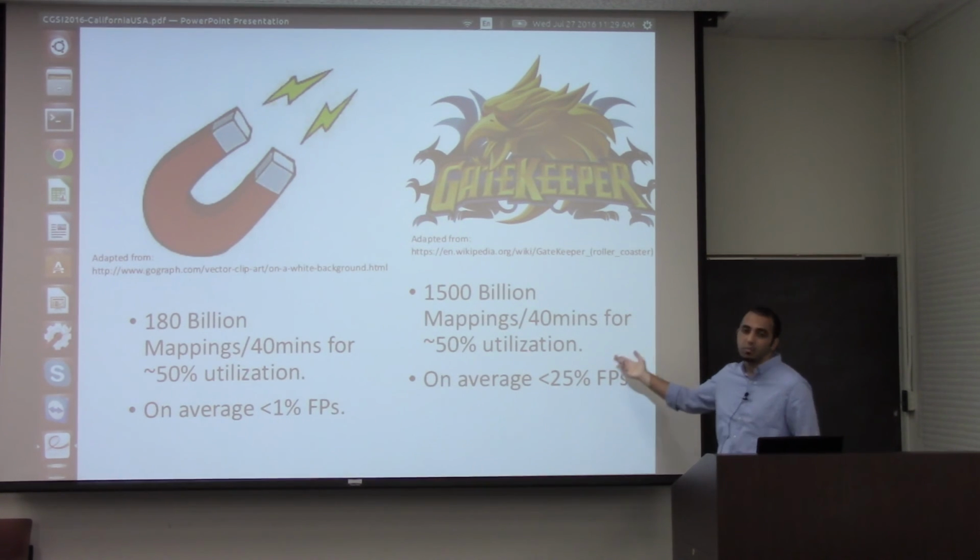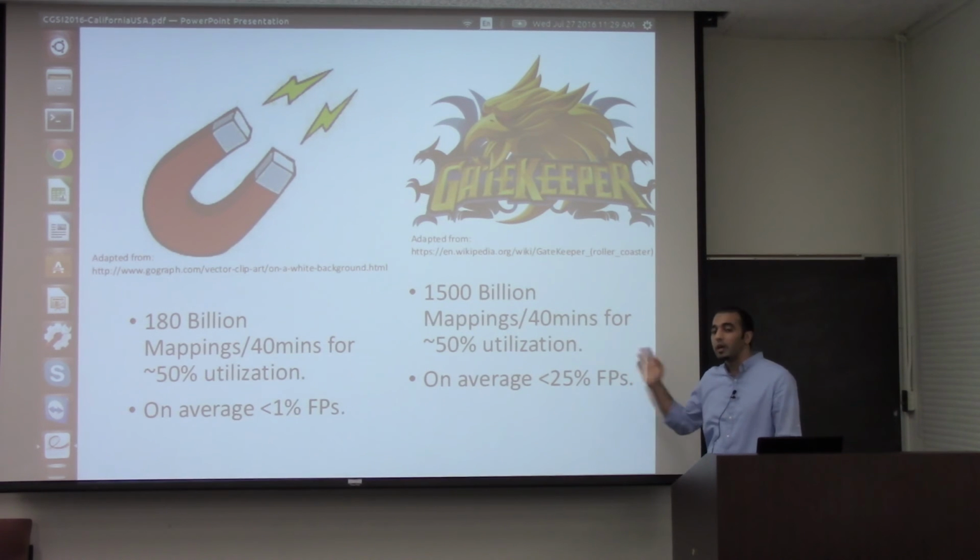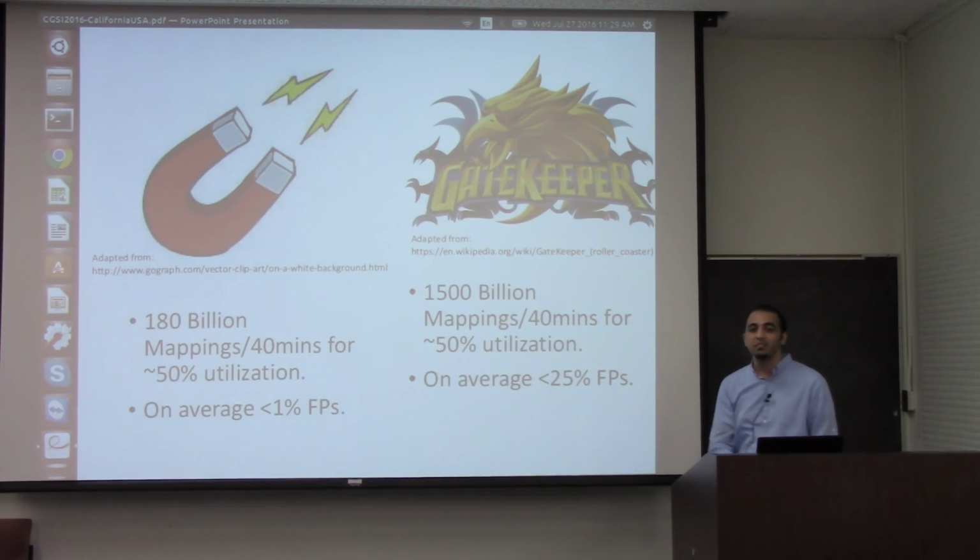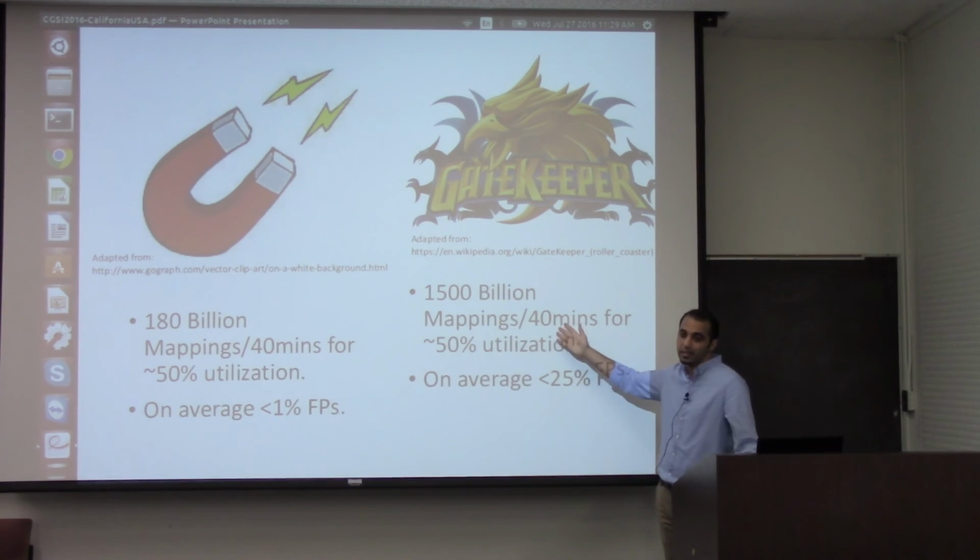So even if Gatekeeper is not accurate, accuracy here doesn't mean false negative. It's just false positive. It has zero false negatives. So if it is a correct mapping, it will keep it. It won't discard it.